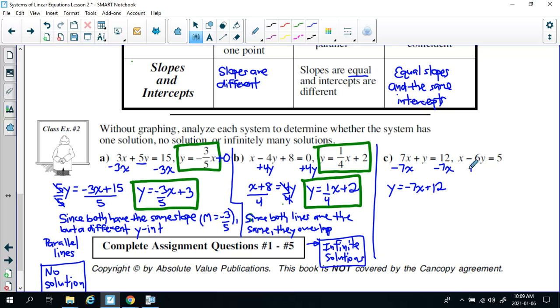So I'm going to add 6y to both sides of the equation. Add 6y, add 6y. Let's do this one step at a time. Okay, so this would then be x is equal to 6y plus 5. Get rid of that 5 to isolate the y. So we're going to subtract 5 from both sides. Then we'd have x minus 5 is equal to 6y.